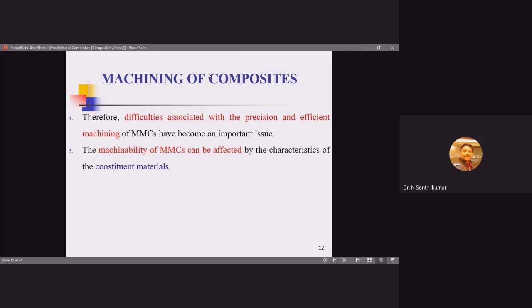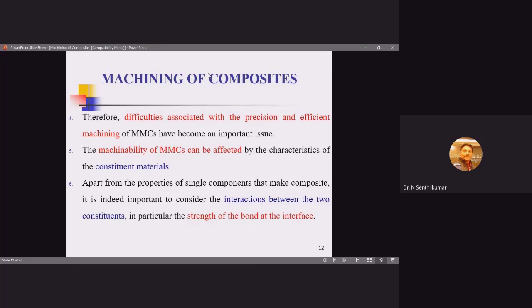So the property of the matrix material and the property of the reinforcement particles will have an impact on the machinability of the MMCs. Apart from this, the third important thing that affects the machinability of composites is the interaction that exists between the two constituents, the matrix constituent and the reinforcement constituent. What type of interaction is there between them will decide the bonding characteristics.